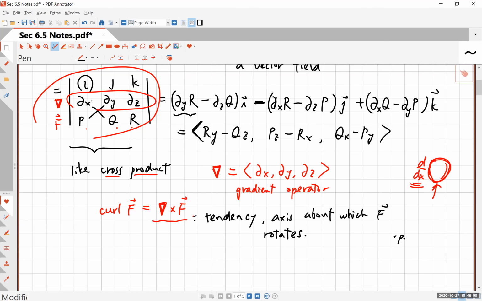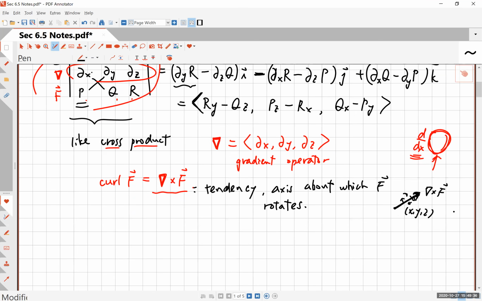So at any point x, y, z, let's not use p because I have used capital P to mean the first component of f. If you calculate the curl of f, what it's going to give you is some vector. And this is the axis about which the object, gas or fluid, tends to move around the most. And the magnitude of this curl tells you what that tendency is for the fluid to go around this axis. Okay, so that's all I'm going to say.